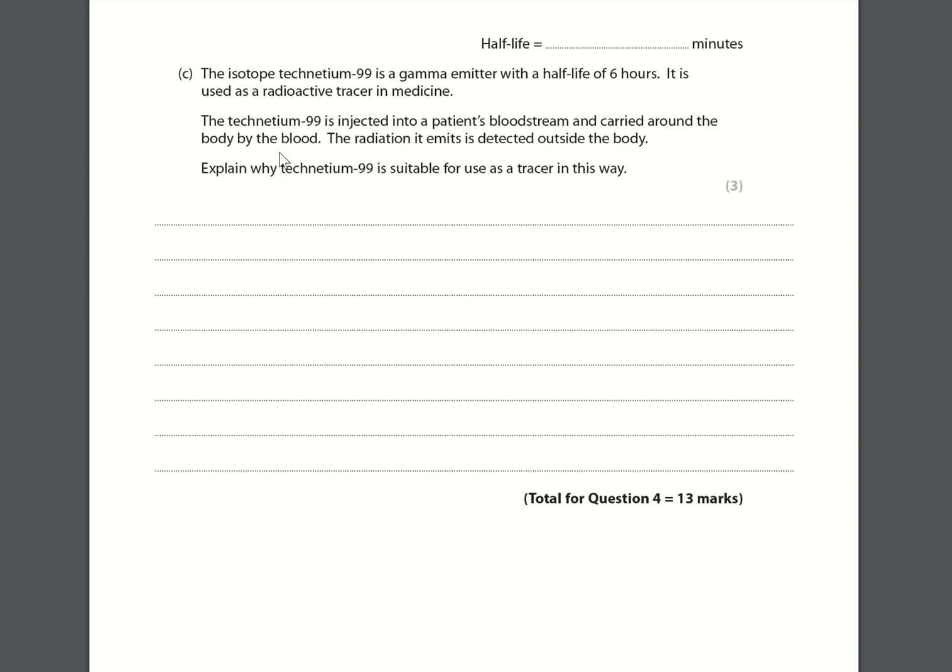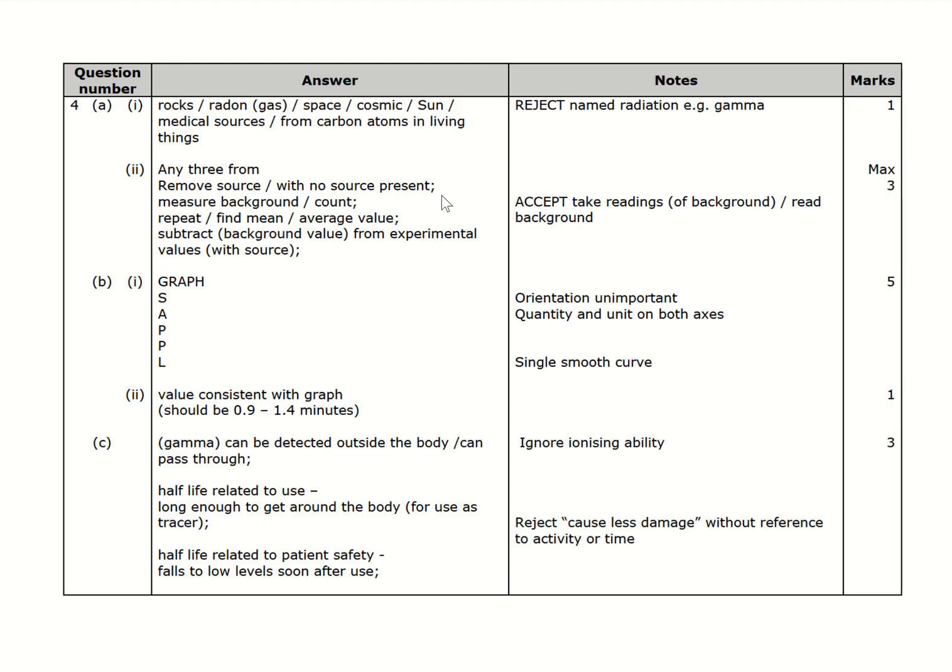Explain why technetium-99 is suitable for use as a tracer in this way. It is suitable because gamma can be detected outside the body; it will pass through and penetrate the body. Another point is half-life related: the half-life is long enough to get around the body for use as a tracer.